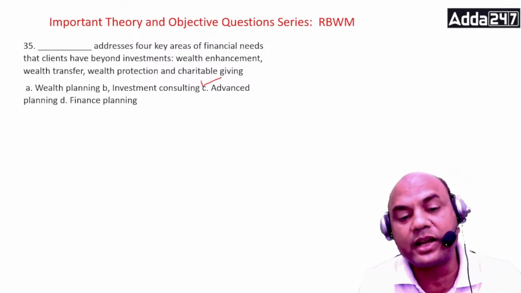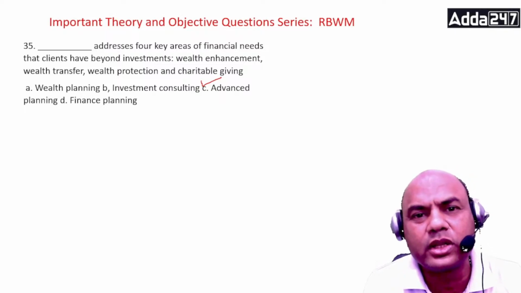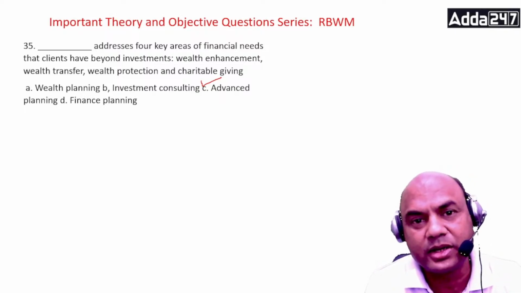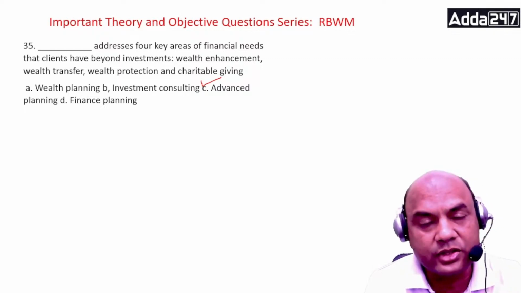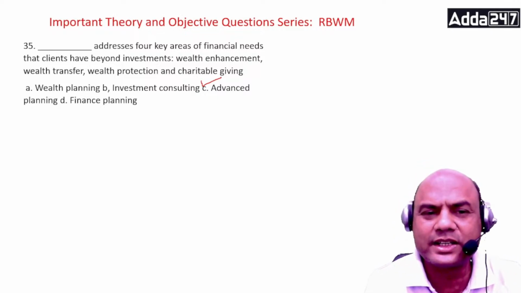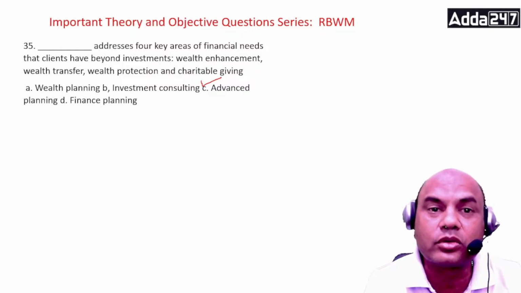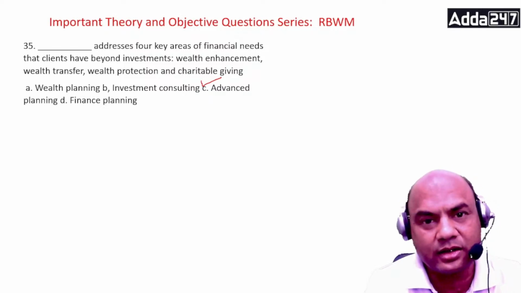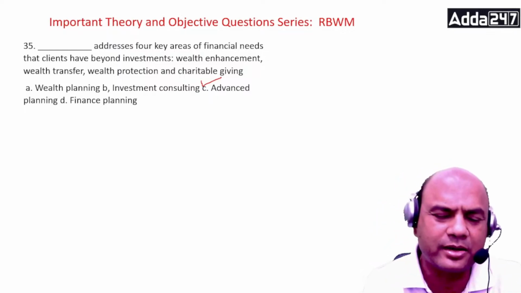That's why they address the four key areas. Wealth management is not only about investment management. It addresses four key areas: wealth enhancement, wealth transfer, wealth protection, and charitable giving. That's why I said this is not for you and me. This is for those who have 2,000 crores, 10,000 crores in their bank balance. You and me don't have it. Okay, so move on. Chalo, we have to clear your JIB. That's it.